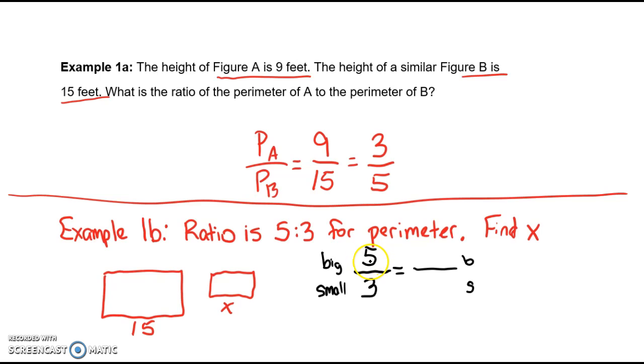So they told us the ratio is 5:3 for the perimeter. So what side do we know of the big rectangle? We know 15. We do not know x. And so then we've done this a couple times this year, I think just last section. So cross multiply. 5 times x is 5x. 3 times 15 is 45. So x would equal 9. Had I put some labels on here, like let's go back and do that. Let's make this feet.